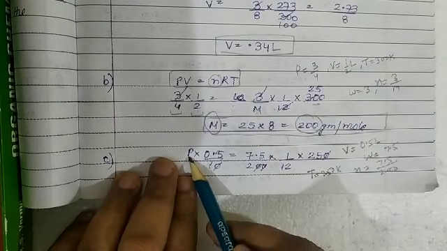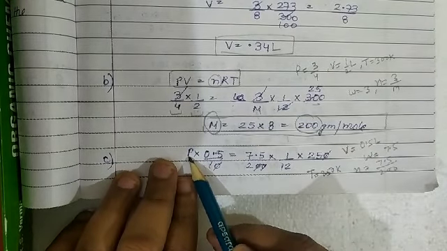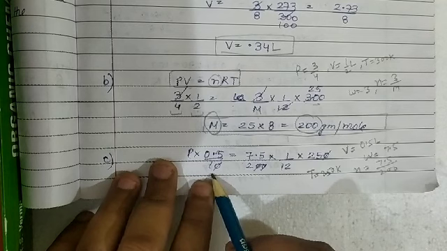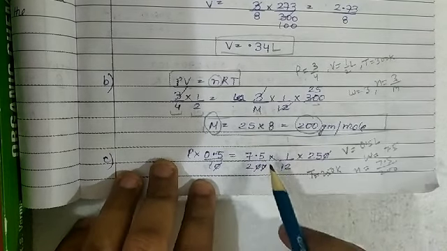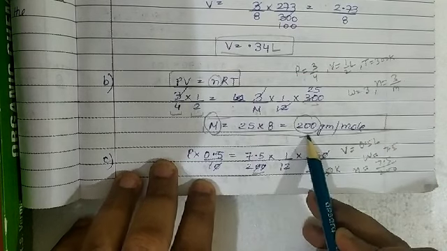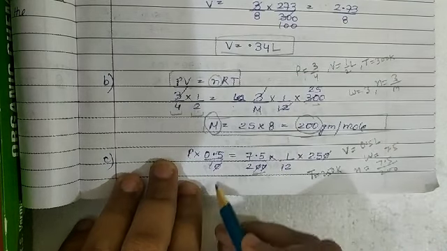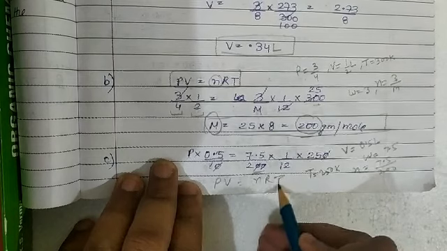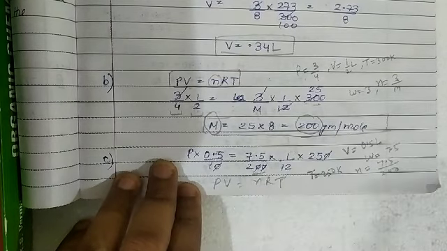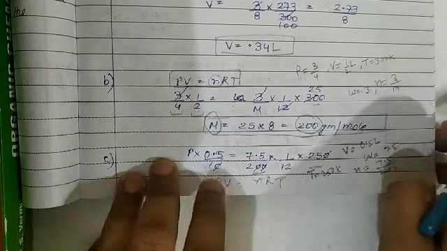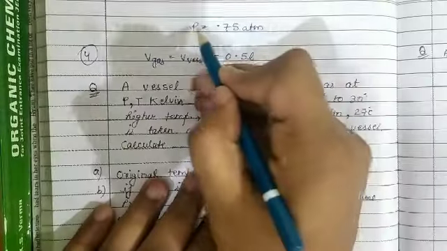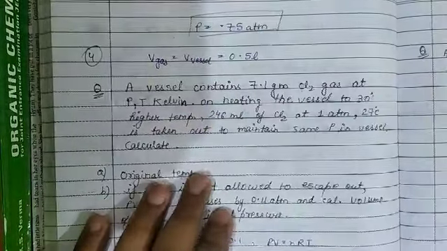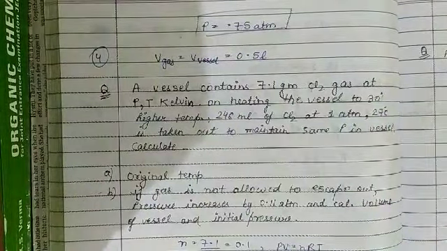So pressure. We have to find the new pressure. Volume is 0.5 and number of moles is the given mass, now 7.5, upon molecular mass 200. We have PV equal to nRT. So R is 1/12 and temperature becomes 250. So the new pressure will be equal to how much? 0.75 atm.